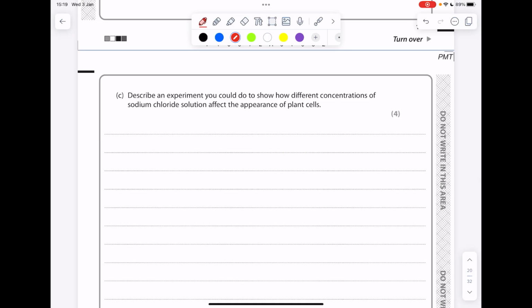Describe an experiment you could do to show how different concentrations of sodium chloride solution affect the appearance of plant cells. So do you want to talk about potatoes or do you want to talk about onion skin? For some reason, you can't score full marks if you do the potato one. You can only get a maximum of 3, so we'll have to dive in with the onion skin one. Use red onion cells.